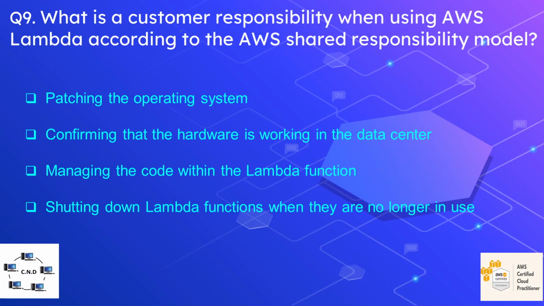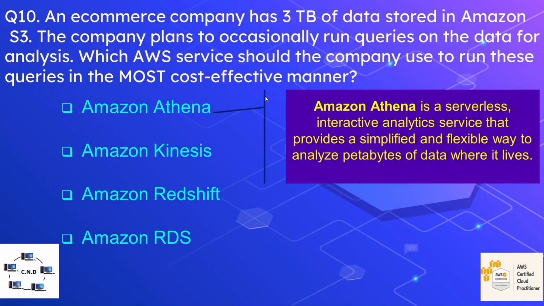Question number 9: what is a customer responsibility when using AWS Lambda according to the AWS shared responsibility model? The options are: A, patching the operating system. Option B is confirming that hardware is working in the data center. Option C is managing the code within the Lambda function. And option D is shutting down Lambda functions when they are no longer in use. So the correct option is that the customer is only responsible for managing the code, or writing the code, within the Lambda function. The rest are the responsibility of AWS or the cloud provider.